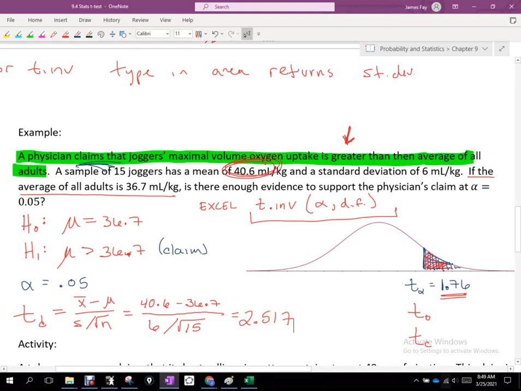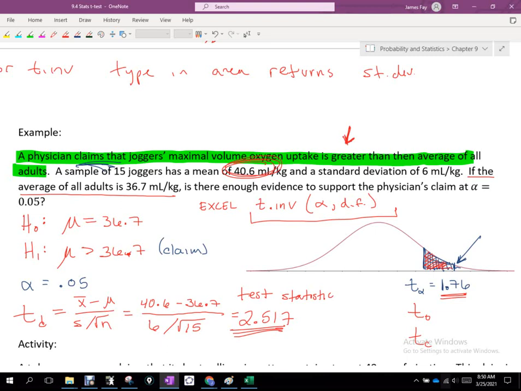So now when I compare that 2.517, that's the test statistic. And that's what we're going to use to compare to our critical value. The test statistic is going to fall over here somewhere, right? Maybe right there. Quite a bit further to the right of 1.76. So, that being said, what does that force us to do to our null hypothesis?